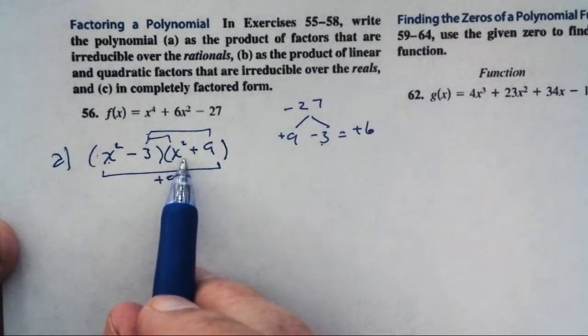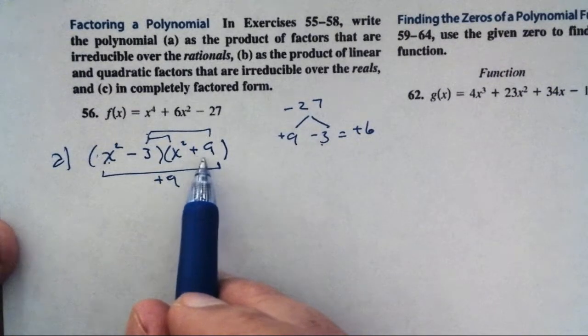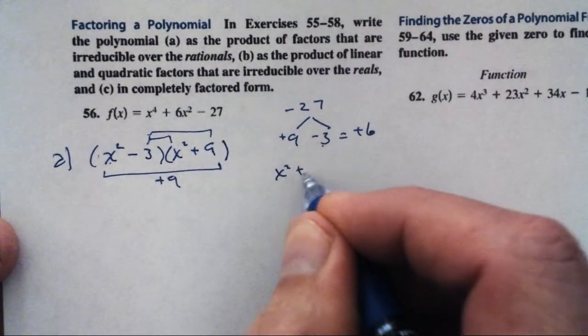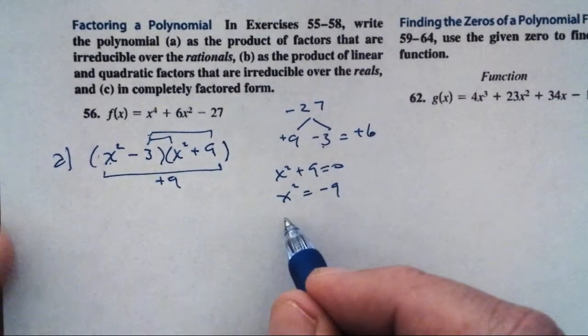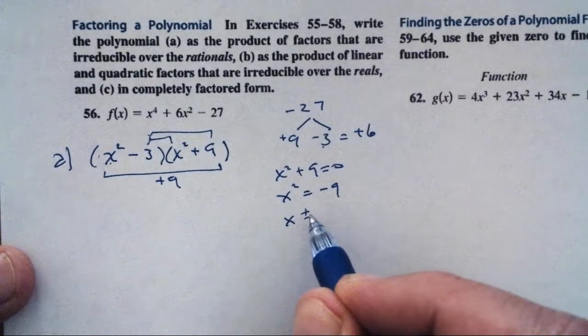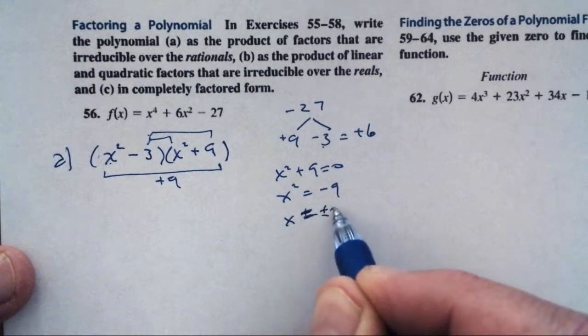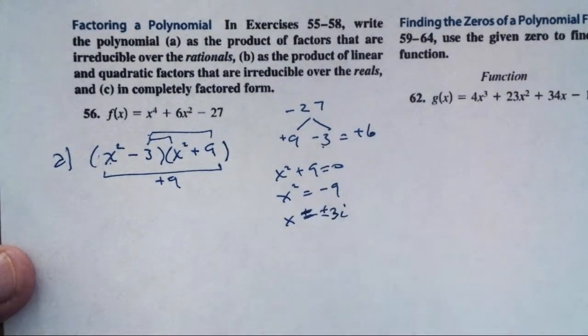Now, if I set x squared + 9 equal to 0, I'd have x squared equals -9, and x equals plus or minus 3i. I'd have to introduce complex numbers, and for part B, I don't want complex numbers.